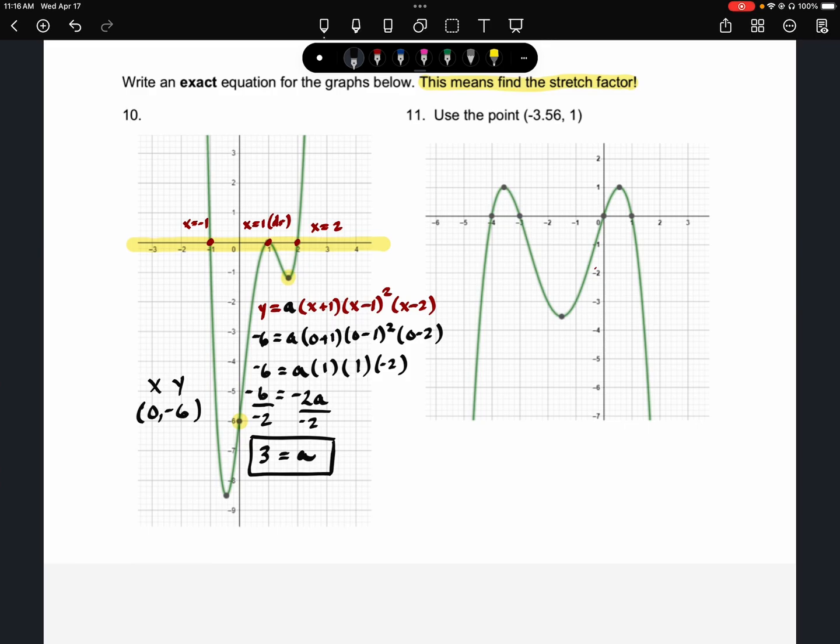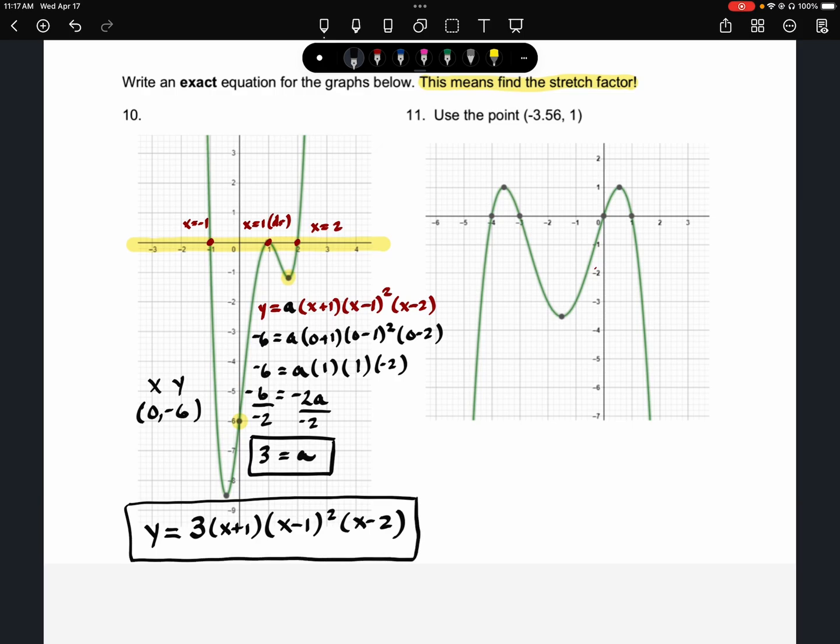Now you're not finished yet. Remember, you need to write out your equation as your answer. So y is going to equal 3, that was our value of a, and then we'll do x plus 1 times x minus 1 squared times x minus 2. That is the equation of the graph that we were given. And you can always graph it on the calculator to check it to make sure that it gives the exact same shape.